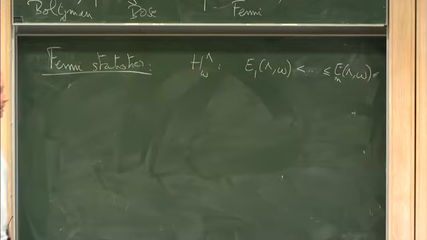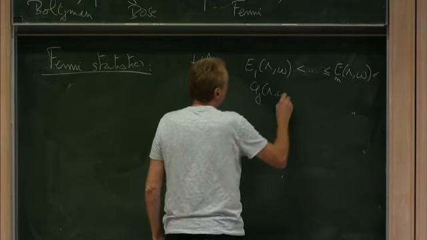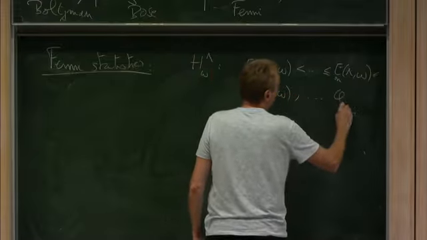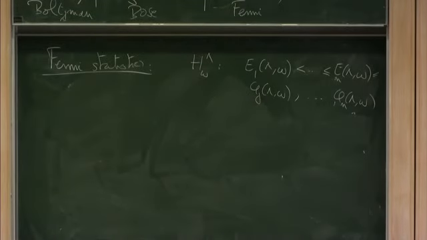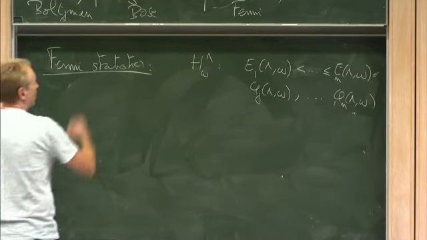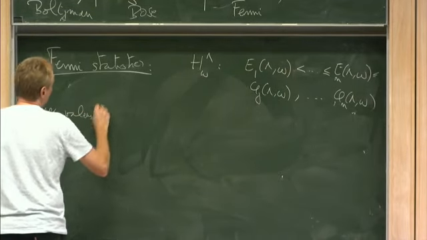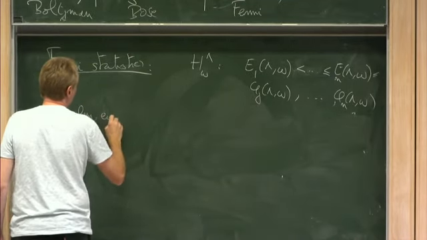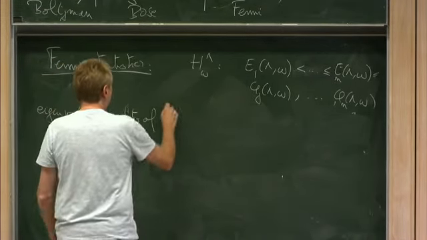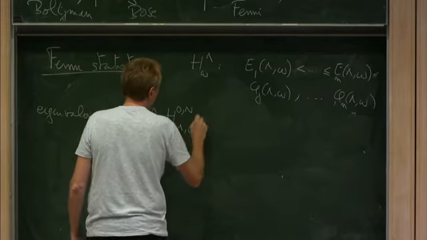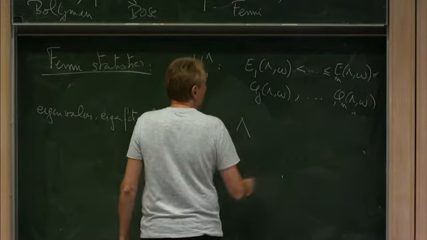We know the spectrum is discrete, it has compact resolvent, and we call E_j its eigenvalues, and phi_j lambda omega its eigenfunctions. We repeat things according to multiplicity. And then, we very well know that the eigenvalues and eigenfunctions of H_0^n lambda L will just be given as you choose.